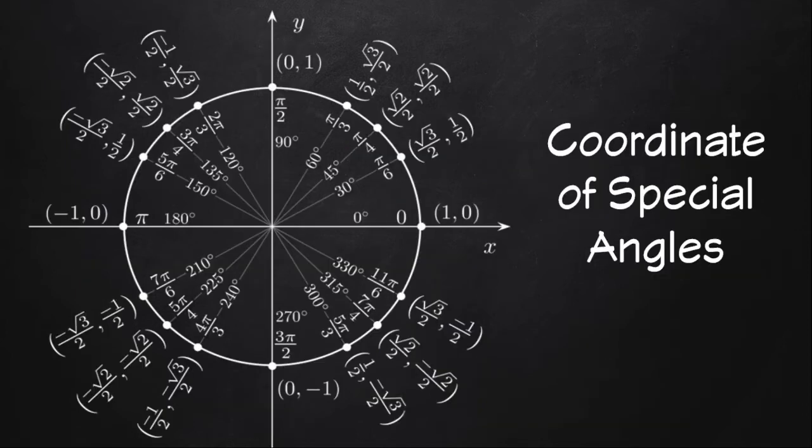So in the examples, we were able to determine the coordinates of the special angles. If we do the process further, then we will have this kind of diagram showing the coordinates in quadrants 1, 2, 3, and 4. So take note also of the signs of every coordinate.